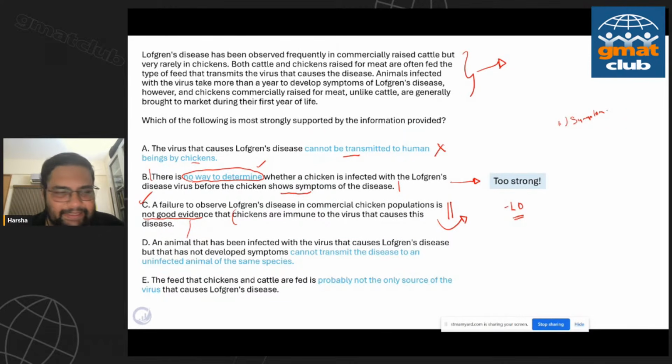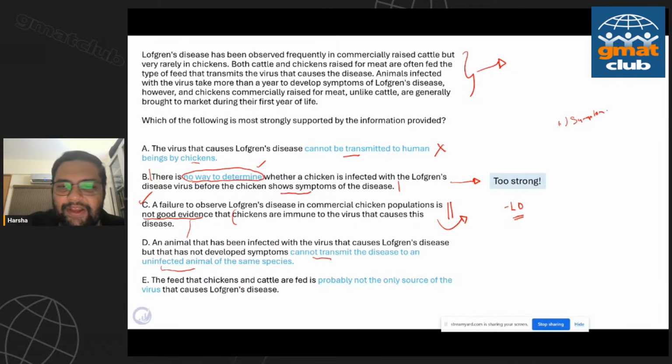Choice D and E, I think, are fairly easy to reject. I think one of you did choose choice D, so let's quickly run through that. An animal that has been infected with a virus that causes Lofgren's disease, but that has not yet developed symptoms. Now, this could be chicken or cattle. Before 1 year, none of them are developing symptoms, right? Or any other creature also. The point is, an animal that's been infected but has not yet developed the symptoms, it cannot transmit the disease to an uninfected animal.